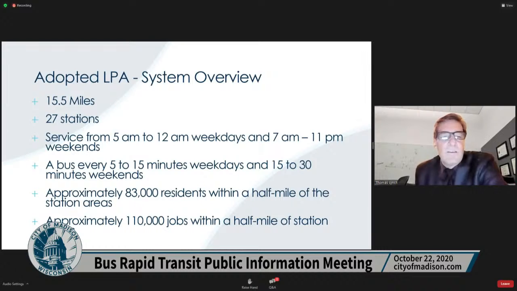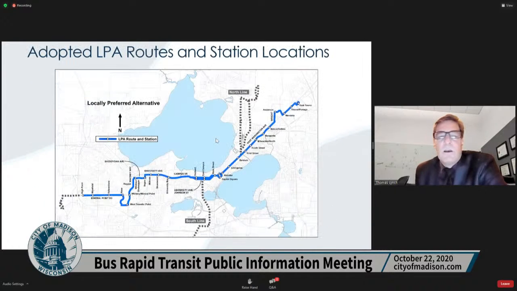The next statistics are somewhat incredible. Approximately 83,000 residents are within a half mile of the station areas and about 110,000 jobs within a half mile of the station areas. So this can be a major way to provide mobility to jobs and services. This blue route shows the routing for the bus rapid transit. It goes from basically West Town Mall through the Isthmus, the Square, UW areas, on East Washington, onto East Town Mall.